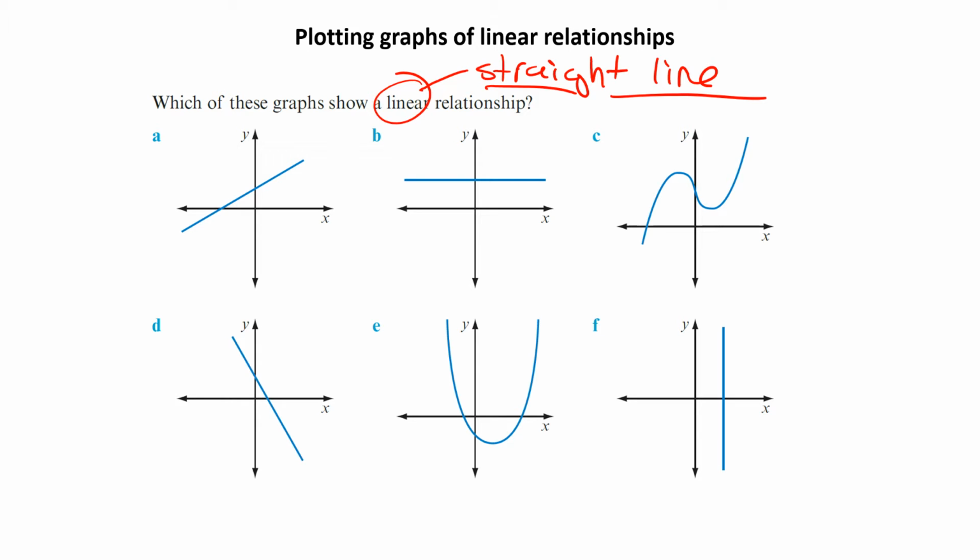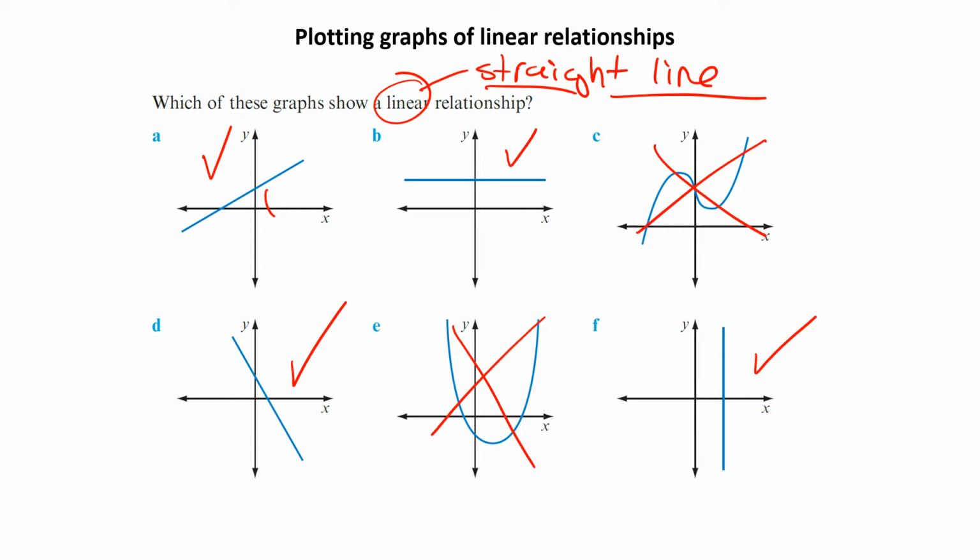If we look at these examples of graphs here, what are straight lines? This would be a straight line. This would be a straight line. This wouldn't be, so I can cross that one out. This would be a straight line. This would not, so it's not a straight line, and this would be a straight line. Of those, I would pick A, B, D, and F as my straight lines.